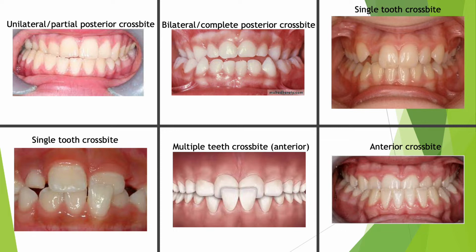Again, if you can see, there is another variation of a single tooth crossbite, wherein only one right upper central incisor is in crossbite. So there can be numerous situations depending upon the location of the crossbite or which tooth is involved. There can be different kinds of crossbite.